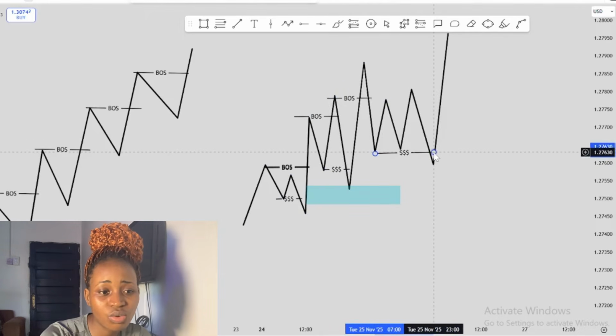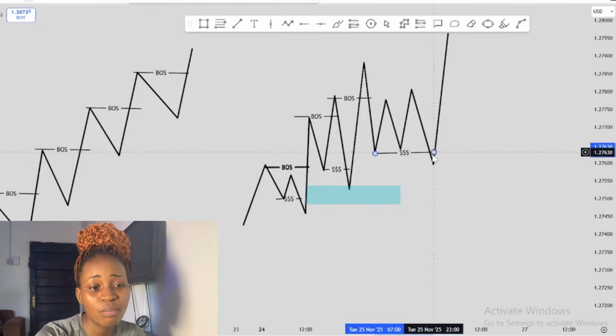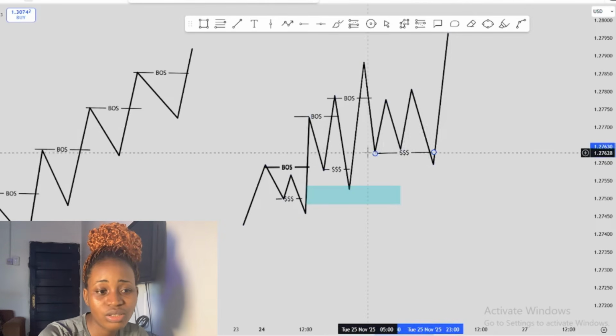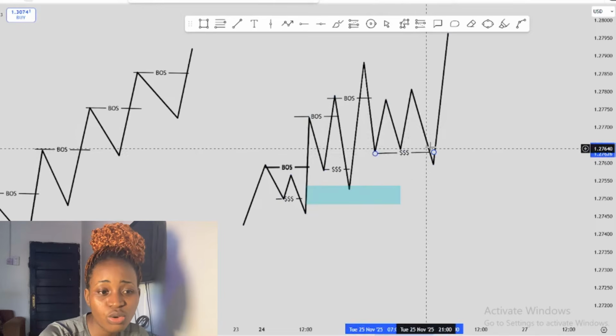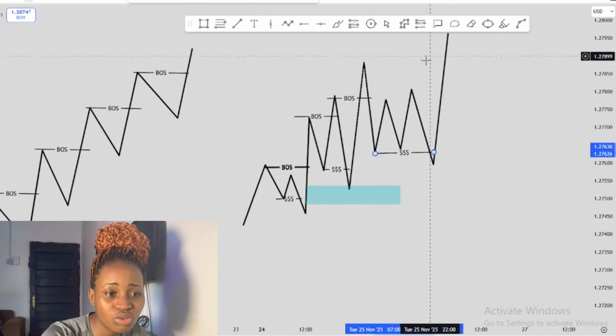Immediately price takes out the equal low, you can see sometimes the market will respect a fair value gap, sometimes it may respect an order block or anything, but the main essence of this leg dropping down is for price to just take out this equal low. And you see immediately price drops down to take out the equal low, it's to expand to the upside.